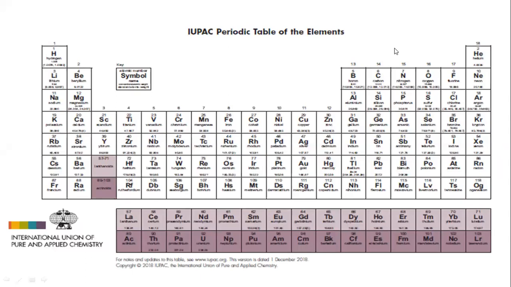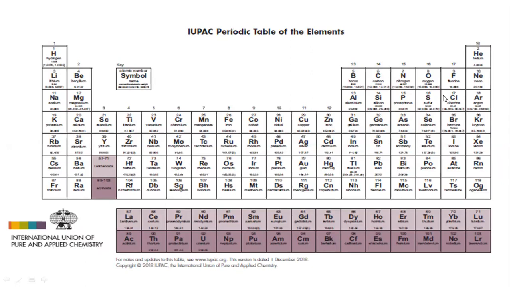Good morning, students. This is a modern periodic table I have taken from the IUPAC website. You can also download the periodic table. This periodic table is the latest periodic table given by the IUPAC. IUPAC is the International Union of Pure and Applied Chemistry. So this is an authentic periodic table. Many periodic tables you can get from Google, but this is the latest and authentic periodic table from the IUPAC website.